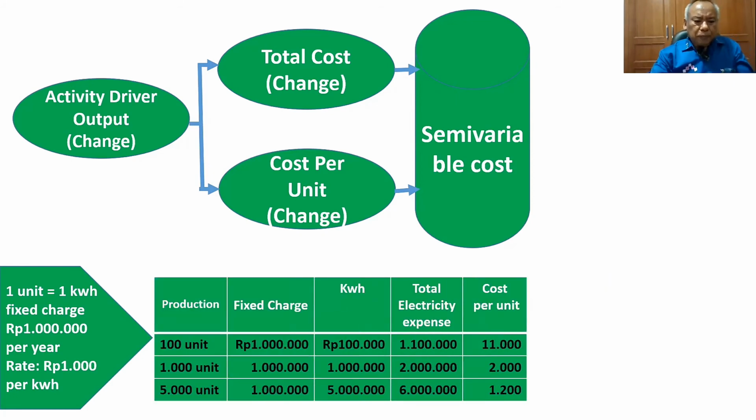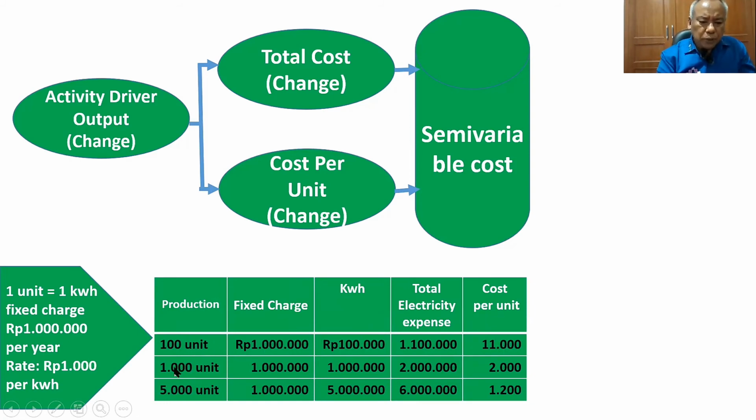So if we produce 100, because we have a fixed charge, in this case 1 million, the kilowatt hours charge will be 100 times 1,000, so 100,000. The total electricity expense will be 1,100,000, 1 million plus 100,000. So what's the cost per unit? The total electricity expense divided by 100, so it will be 11,000.